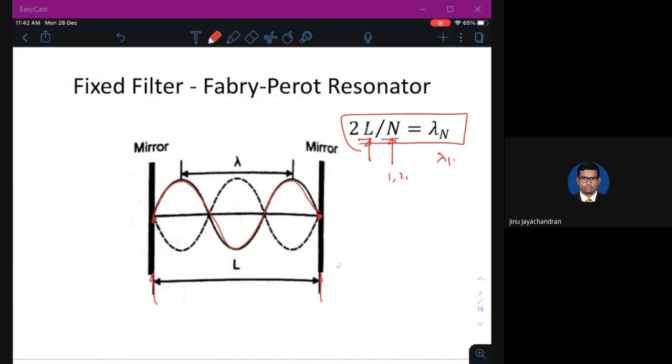So for that particular L and N, it will produce a standing wave only for the lambda 1 wavelength. All other wavelengths will have destructive interference and will get destroyed. So you have filtered out only one particular wavelength.